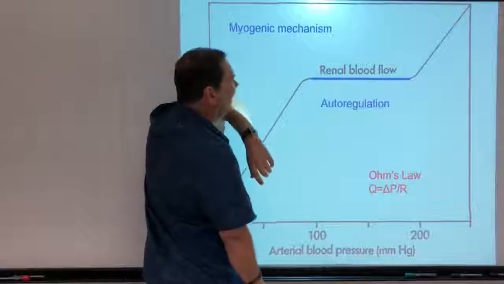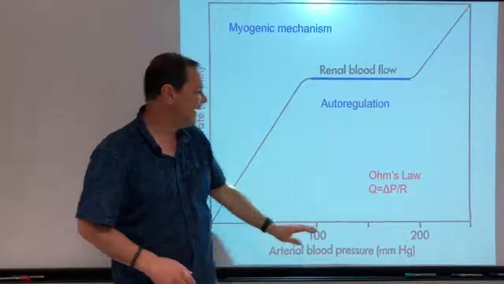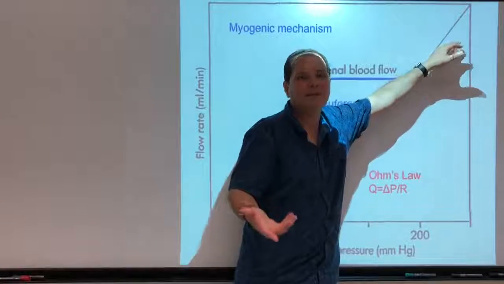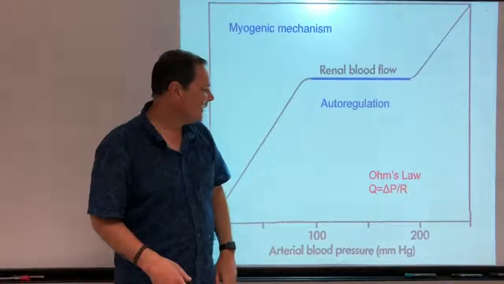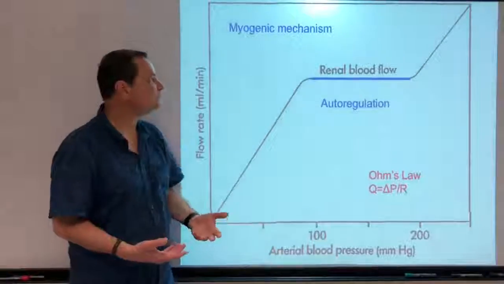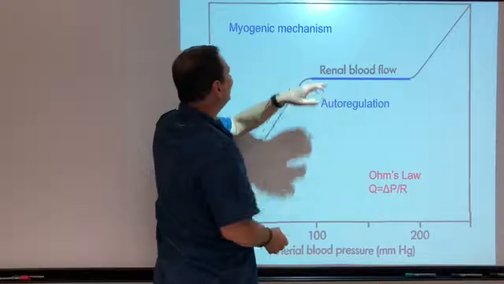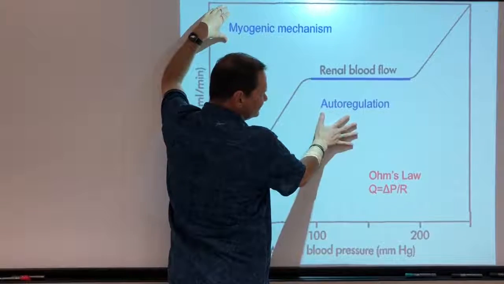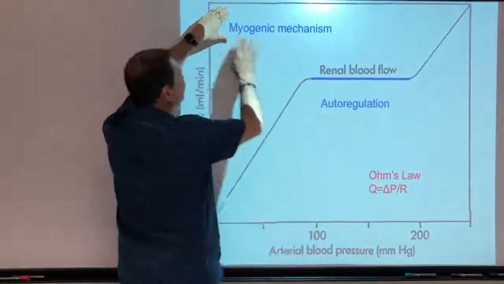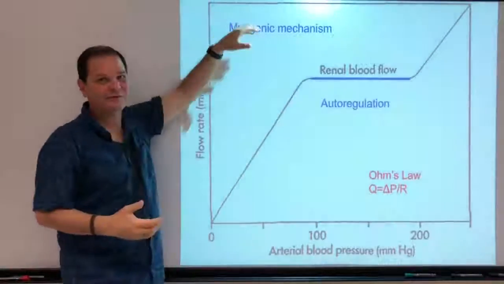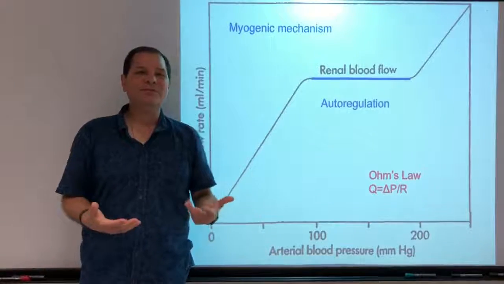Okay? And then once you get outside that range, as the pressure goes up, your flow goes up again and you obey Ohm's law. You do what you would expect as the pressure goes up. So the reason what's happening here is you're getting a constriction of this vessel, which means an increase in resistance in response to what is primarily known as the myogenic mechanism. Not much is known about this.